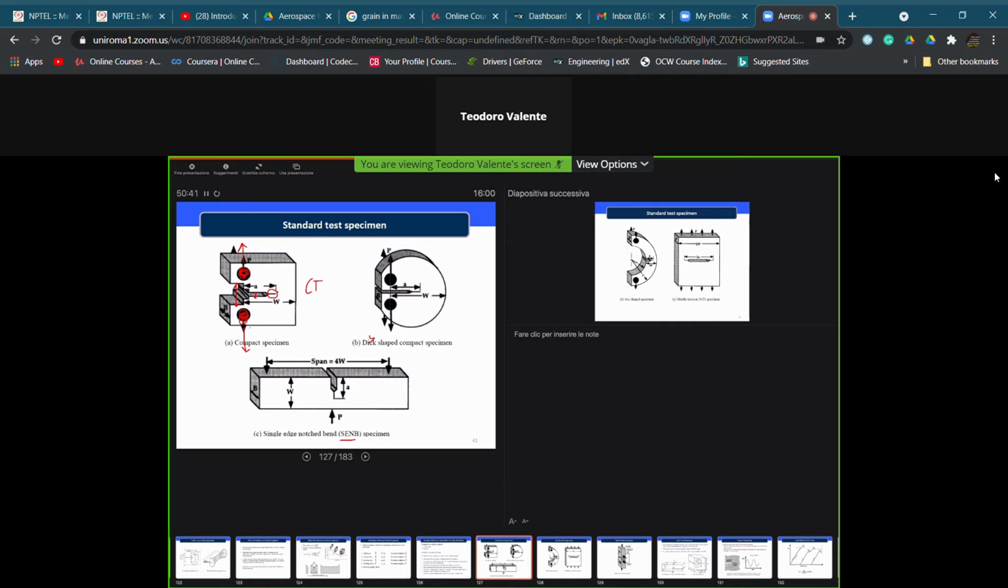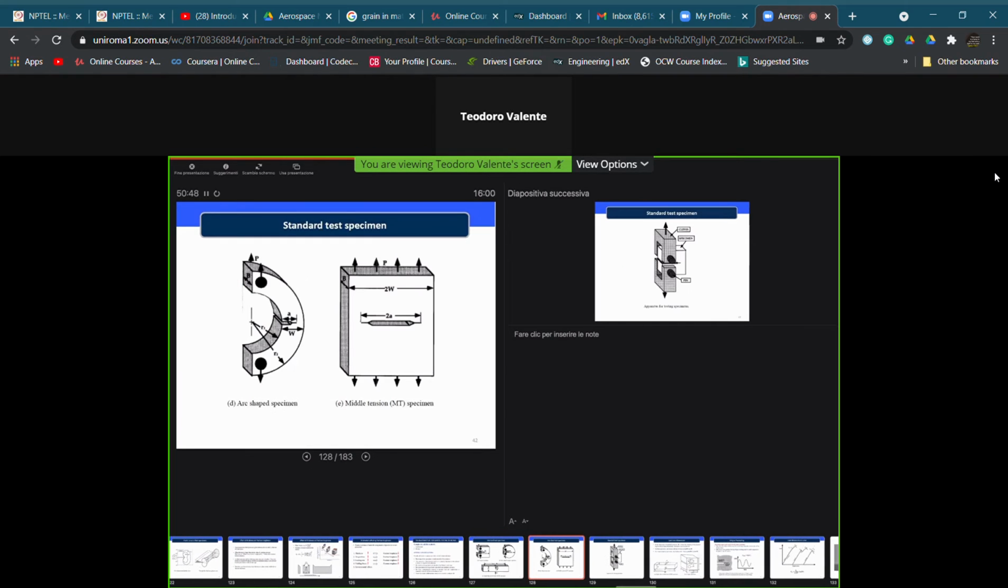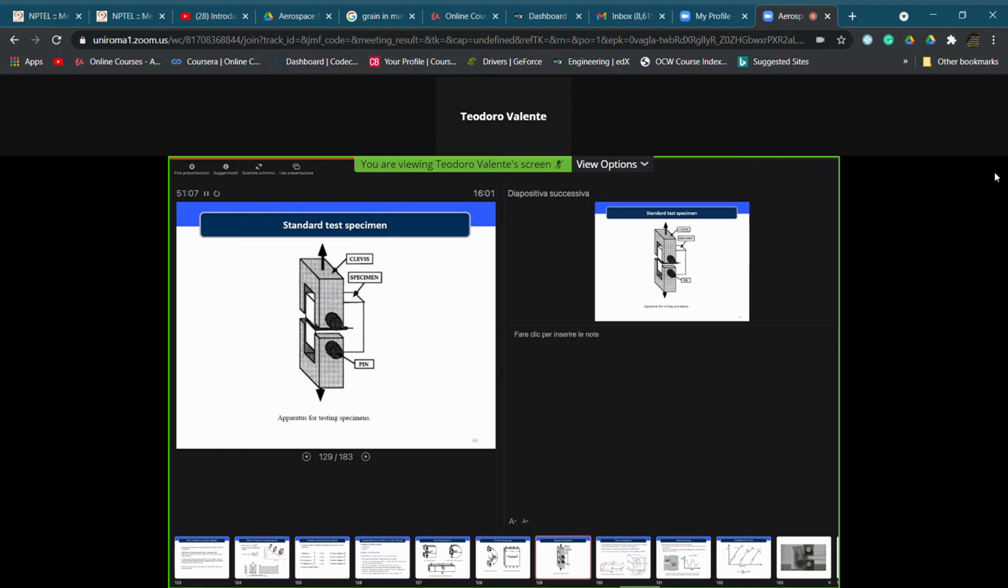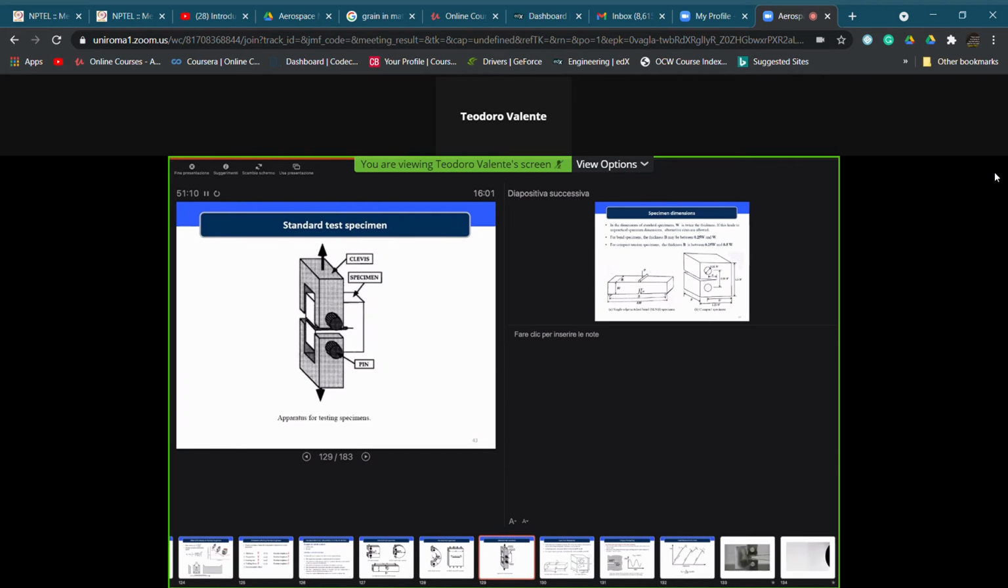In this case, this is a flexural test. It's not a tensile test, but this is also defined by a standard. Or we can have arc-shaped specimens, like in this case, or middle tension MT specimens, which are more similar to our basic cases of a plate with a center crack, a pre-existing defect. The CT specimen is one of the most used.